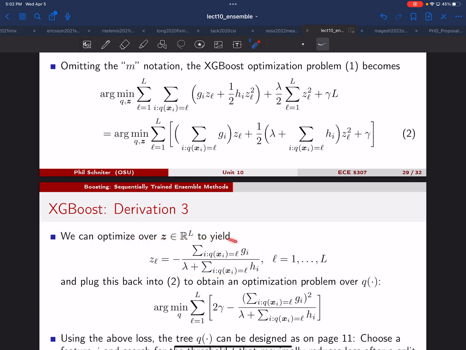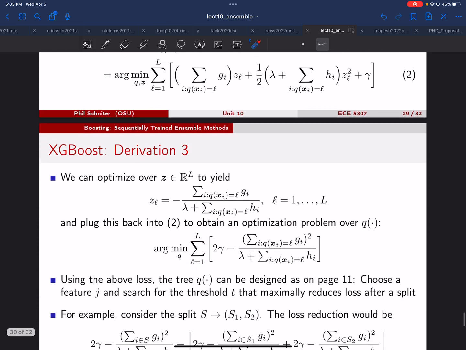So it involves a sum over the I that gave you that particular leaf, and then these GI, HI things which we computed before. So these are the optimal Z's. You take this expression, you plug it in to here, and that will simplify this, and that brings you down to this problem. So now the ZLs have been selected, but what's not selected is that tree. We have to design the tree Q. Q is the whole structure of the tree. And this is what we would like to do. We'd like to minimize this loss over all the leaves.